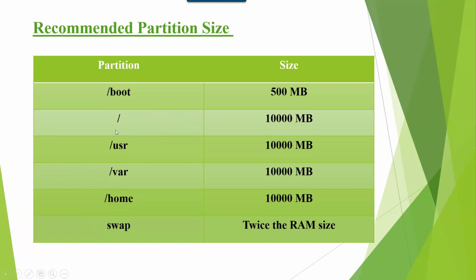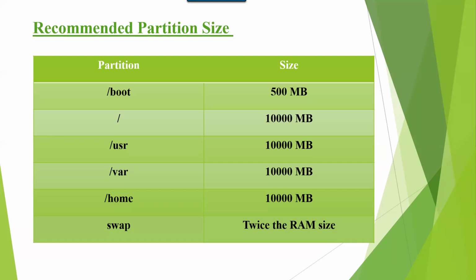So it is compulsory. It is similar to C. So it is primary partition. So it is compulsory partition. And next one is swap. What is this swap? Swap is a virtual memory which is used to increase the performance of RAM, physical RAM. And the size of swap is twice the RAM, double of the RAM.